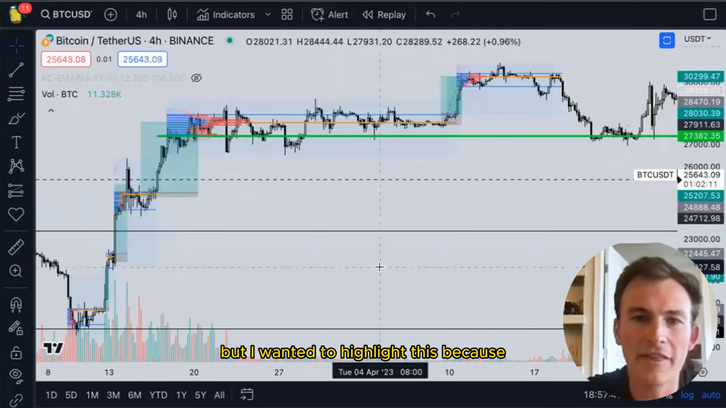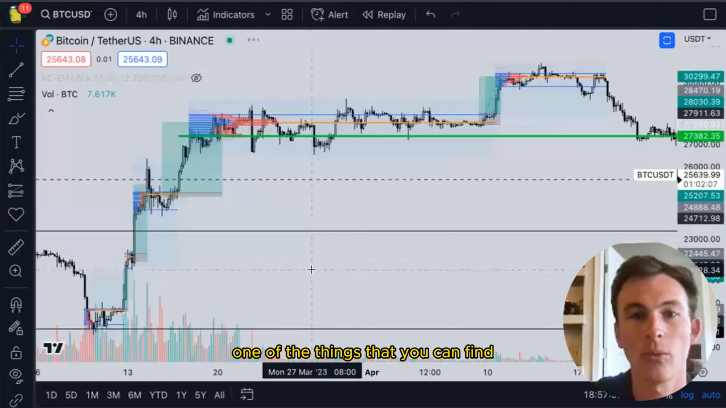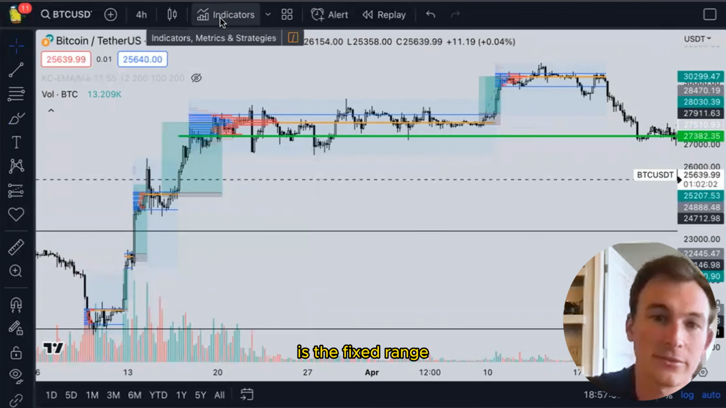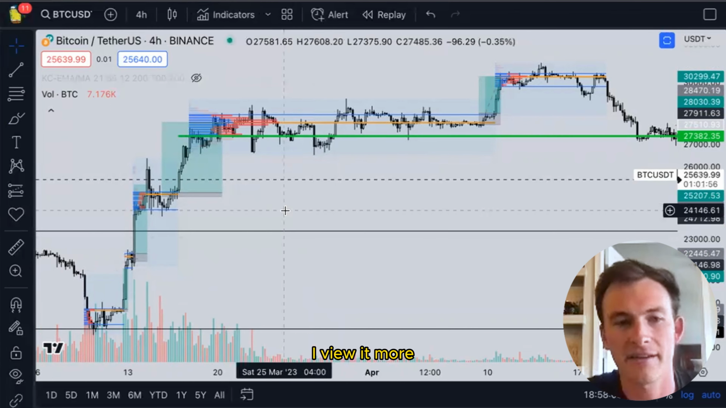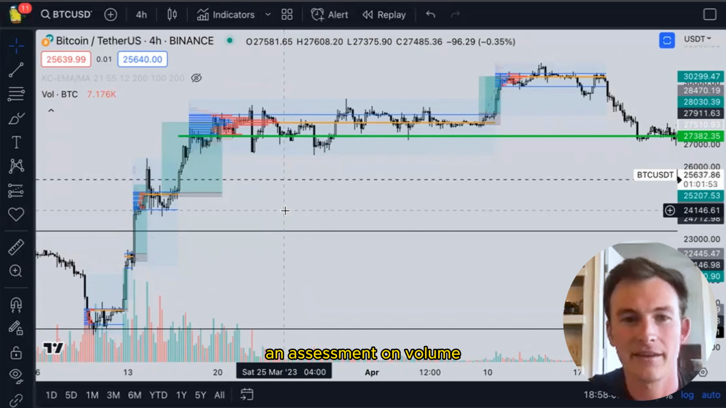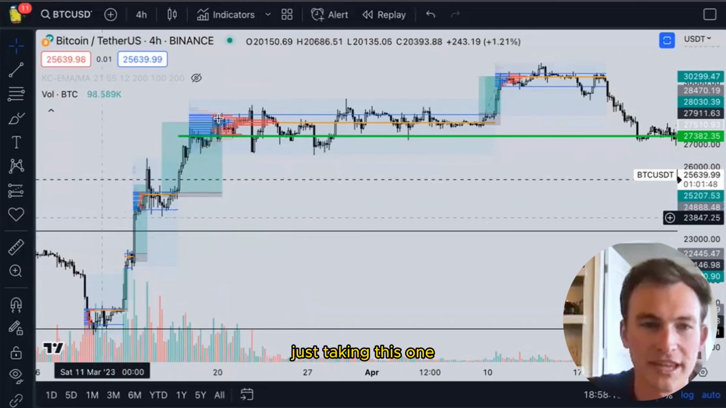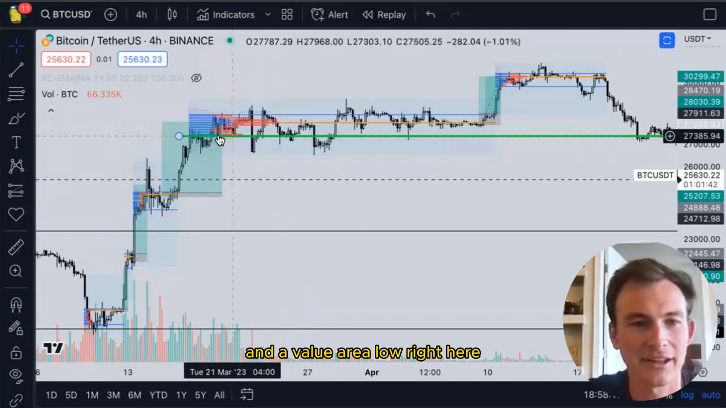But I wanted to highlight this because although I was just talking about indicators, one of the things that you can find on the TradingView indicators right here is the fixed range volume profile. I don't really view it as an indicator, to be honest. I view it more as an assessment on volume. If you know what a value area is, what a volume profile is, just taking this one, for example, you have a value area high and a value area low right here.